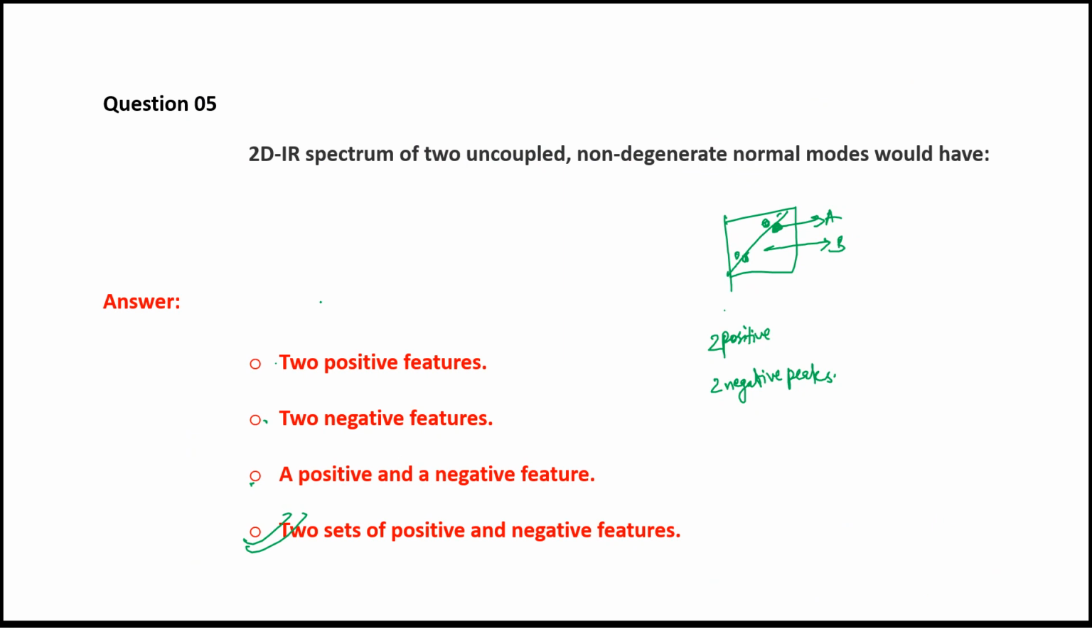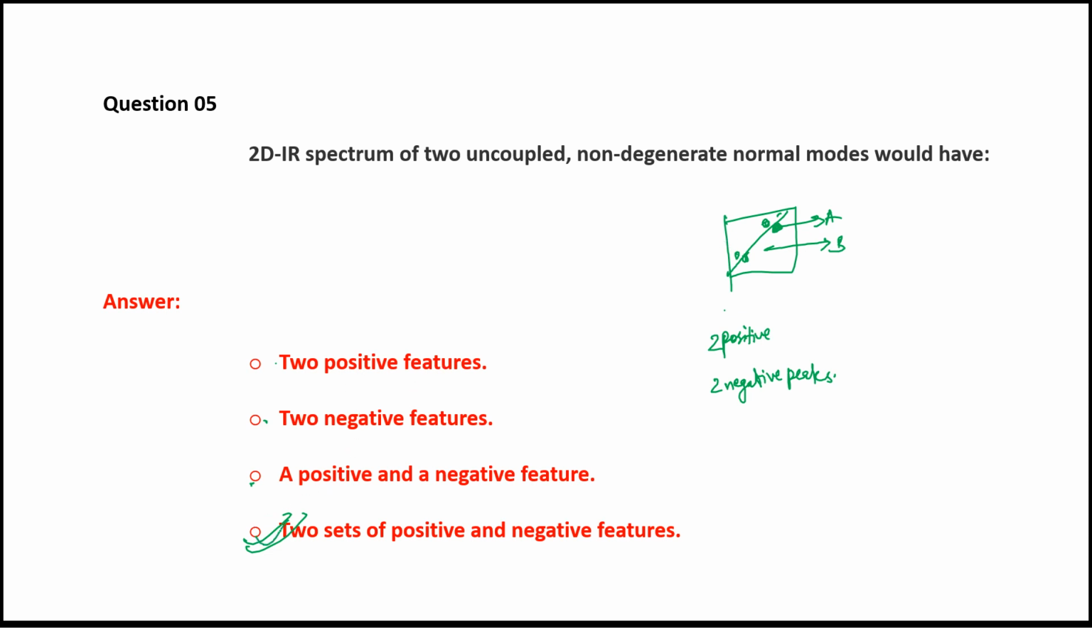Now, the non-degenerate normal modes would have two sets of positive and negative features. So when you talk about two modes, each one will give two sets, and therefore two sets of positive and negative features. So this is the answer.